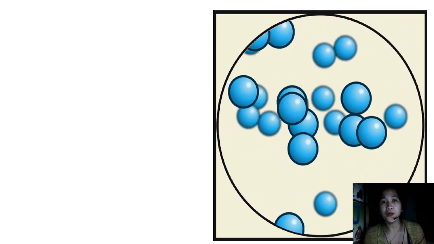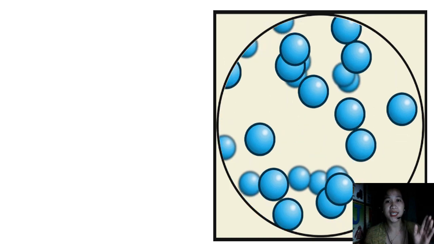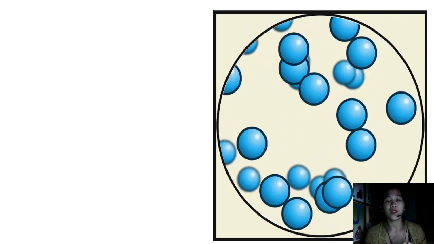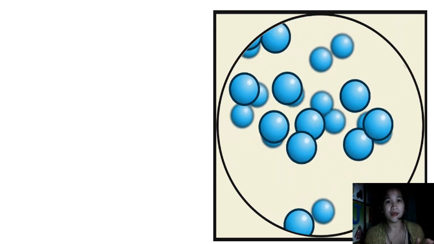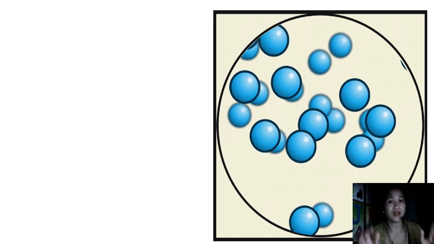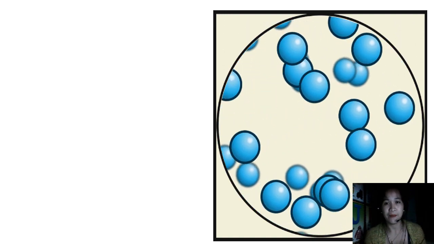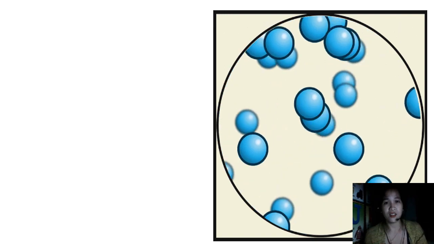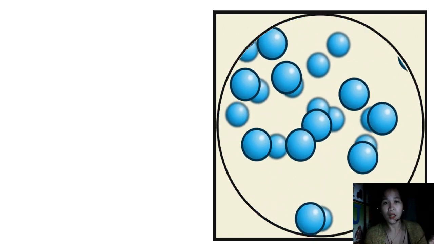The particle model of matter shows that in gases, as you can see on your screen now, the particles move in random directions very quickly and travel in straight line paths. In the process, they collide with one another and with the walls.